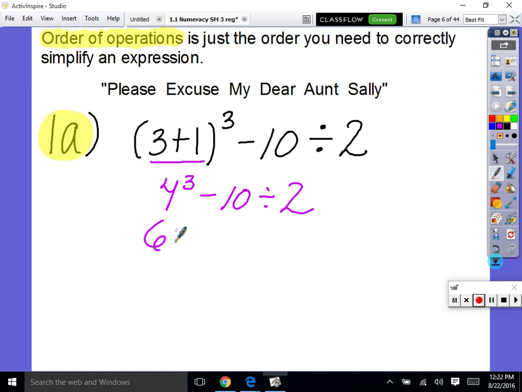Okay, so we have 64, and then look, we have minus 10 divided by 2. Should we subtract 10 and then divide by 2? No, divide first. So really, we have 64 minus 5, right? So we get 59. There's our answer. Boom. Here we go. Next problem.